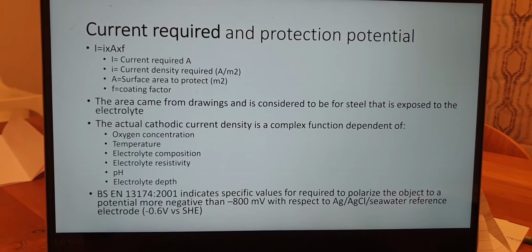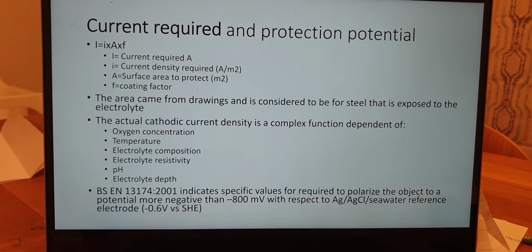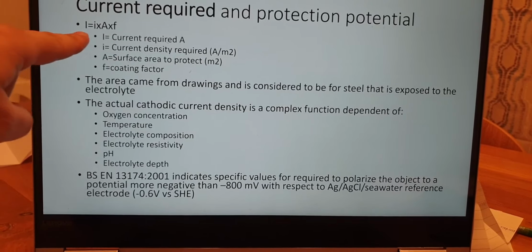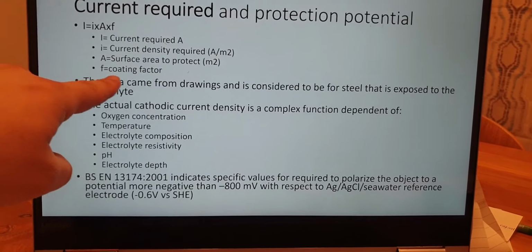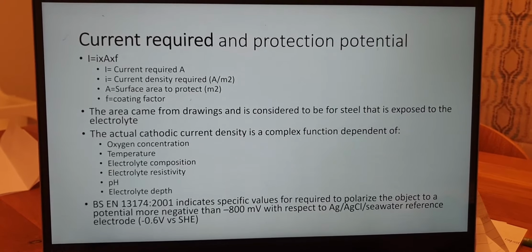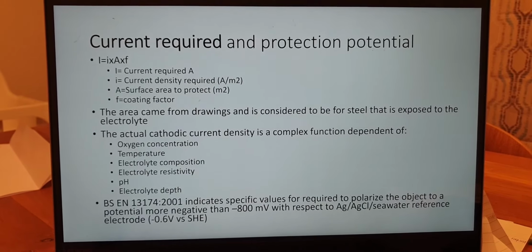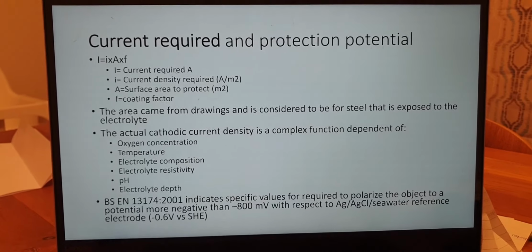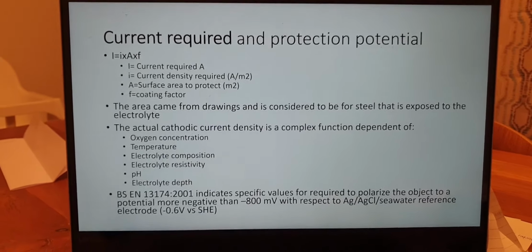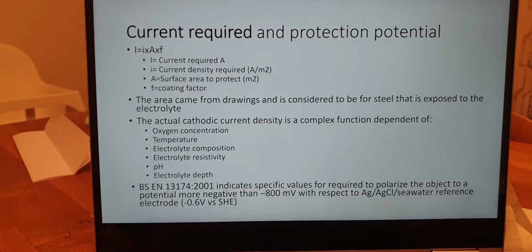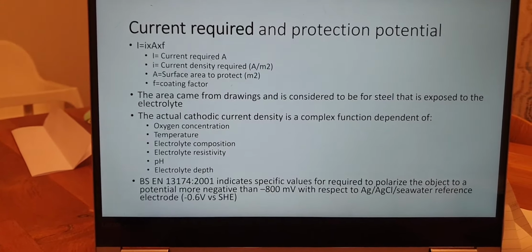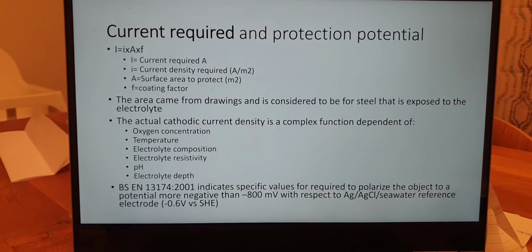Current required and protection potential. So the current required is exactly as it shows there. We need to have the current density required, the surface area to protect, and the coating factor. The coating factor is basically about the structures that are submerged, not all of them, but some of them have a protective coating. So if it's a very good coating, then the porosity is very low, and the steel that is in contact with the electrolyte is reduced. So this coating factor needs to be counted there.